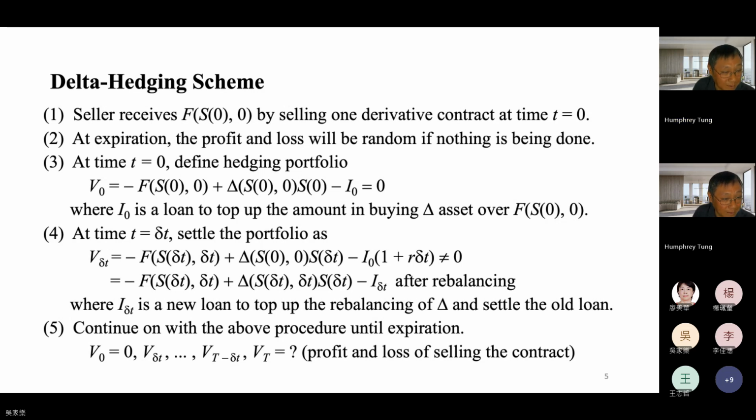So the seller needs to keep on doing that. Let's say minute by minute or hour by hour, the seller needs to rebalance because the underlying asset price will keep on changing. So keep on reviewing, renewing, rebalancing the delta. Every time there will be a delta hedging portfolio, which requires the seller to borrow money or sometimes have some savings.